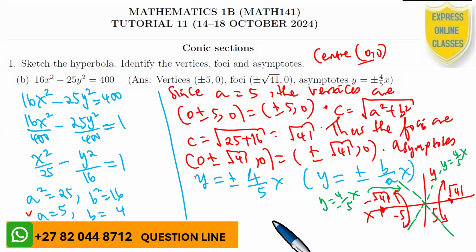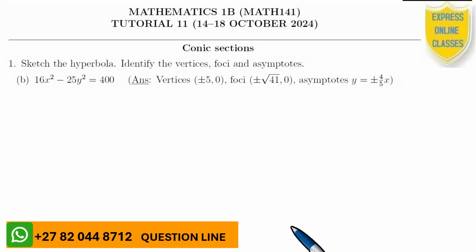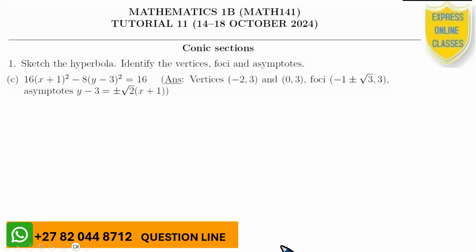Think about it and make sure you understand what is happening. Look at the next question. Let's practice with this one.